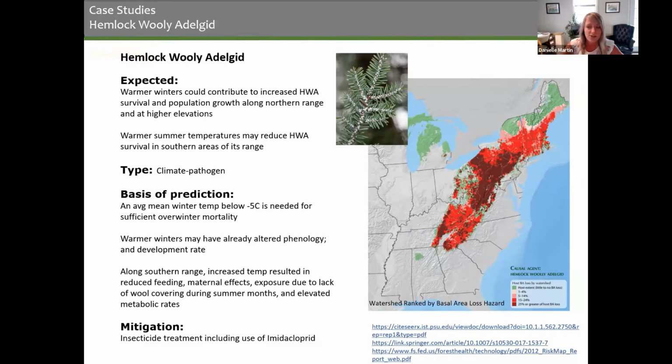By the end of the century, under the current high emission scenario, virtually all of the Northeast will experience average winter temperatures above -5 Celsius, which suggests the entire Northeast could be susceptible to widespread HWA infection at that point. Under a lower emission scenario, isolated sections of upper New York and New Hampshire, as well as half of Maine, would remain within the -5 isotherm and would be protected from widespread infection.